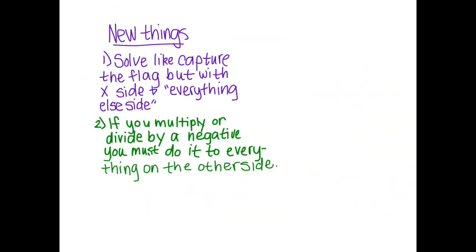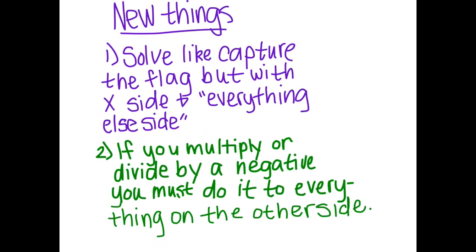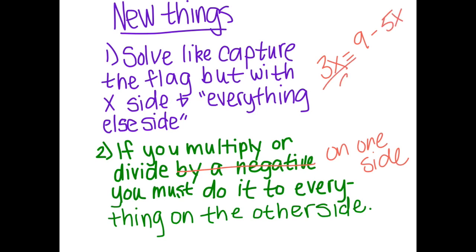So here are some things to remember. First, solve like capture the flag, but you'll have an x side or a y side or an m side and an everything else side. Also, if you multiply or divide by a negative, this is wrong. I think I wrote it on the airplane. If you multiply or divide on one side, is what it should say, you must do it to everything on the other. For instance, if it was 3x equals 9 minus 5x, and I chose to divide by 3, I would have to divide both the 9 and the 5x by 3 on the other side.